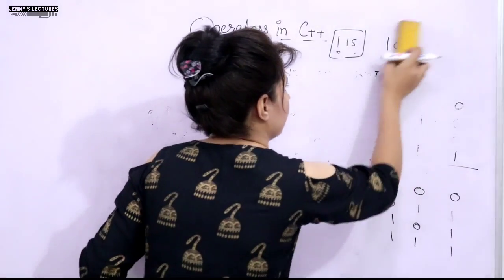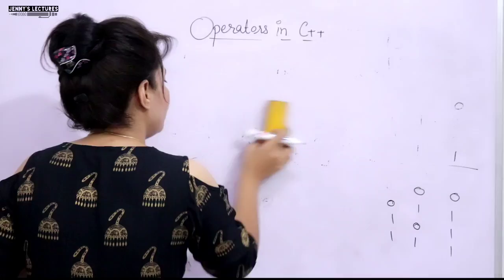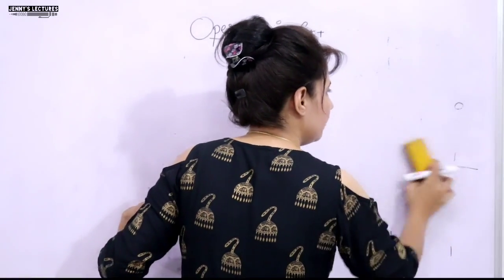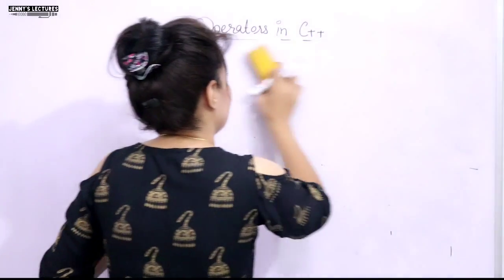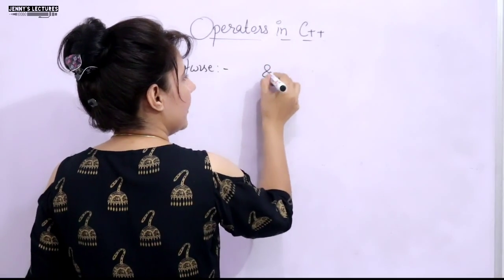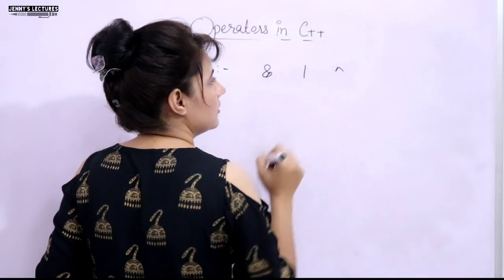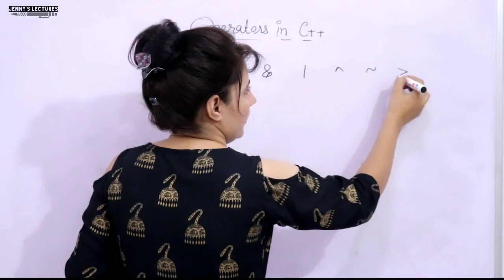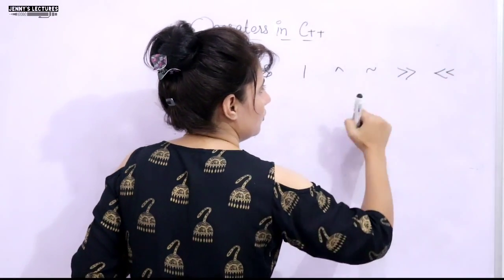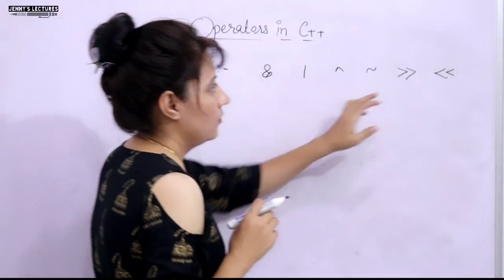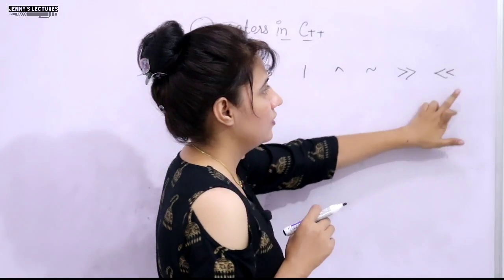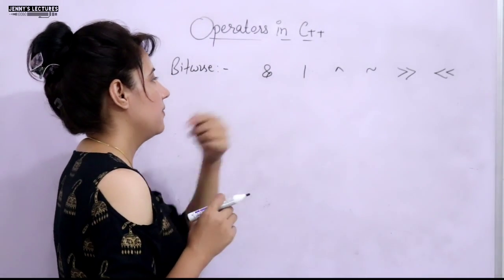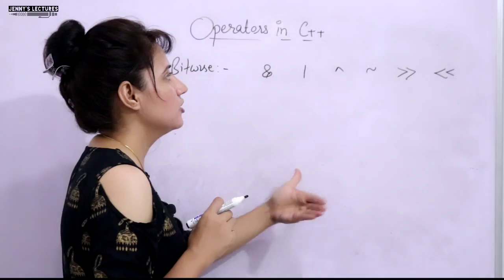Now bitwise operators, as the name suggests, work on bits. They perform operations bit by bit, on individual bits. Let's see how they work. Here also we have bitwise AND, bitwise OR, bitwise XOR, bitwise NOT, and the right shift and left shift operators. This is the right shift and this is the left shift operator. Now bitwise AND, the symbol is this.